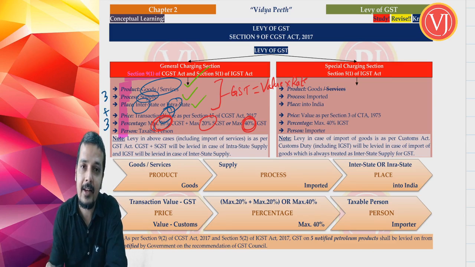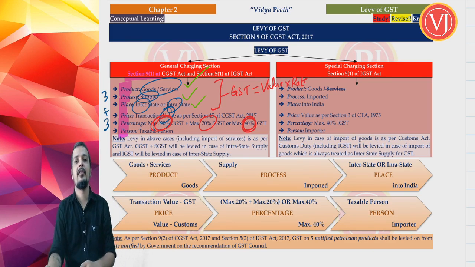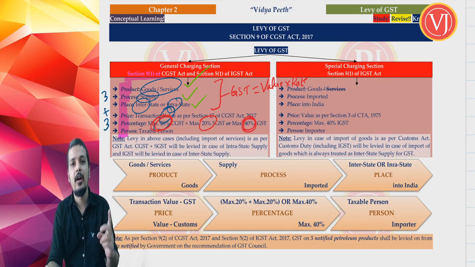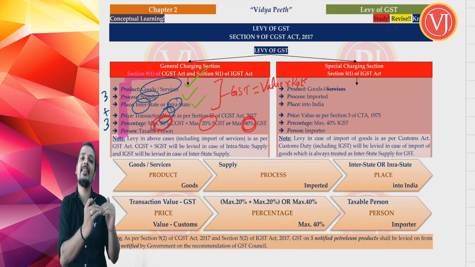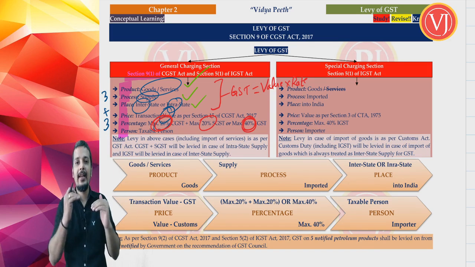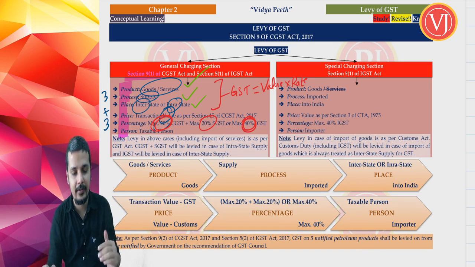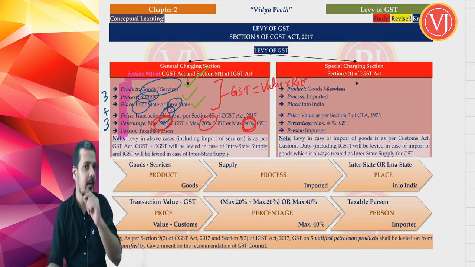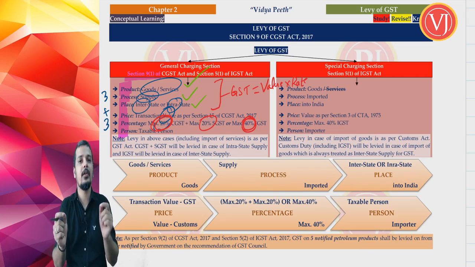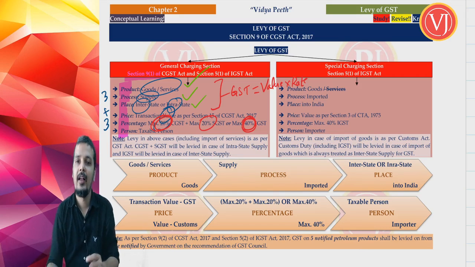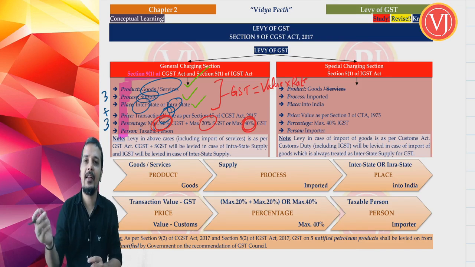My friends, you have to understand that there are totally 6 P's which are relevant for the levy under section 9. What are the 6 P's? Product should be either goods or services. Your process should be supply, and the place should be either intrastate supply or interstate supply. If you go in reverse order, it should be either intrastate supply of goods and services or interstate supply of goods and services. Once the first 3 P's are satisfied, you go to the next 3 P's, which means that to calculate GST, you have to know the price and percentage. That is the 4th and 5th P. Assessable value is the price, and the rates are the percentage.